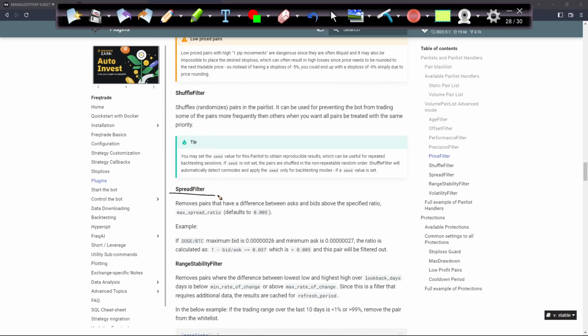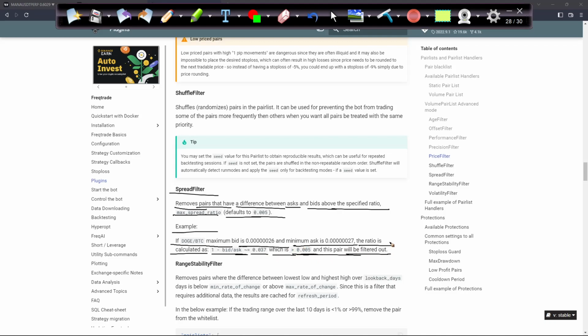Now we have the spread filter, which removes pairs that have a difference between asks and bids above the specified ratio, where the max spread ratio defaults to 0.05. An example is, if the BTC maximum bid is this much and the minimum ask is this, the ratio is calculated as 1 minus bid by ask, which is 0.037, which is greater than 0.05, and this pair will be filtered out.